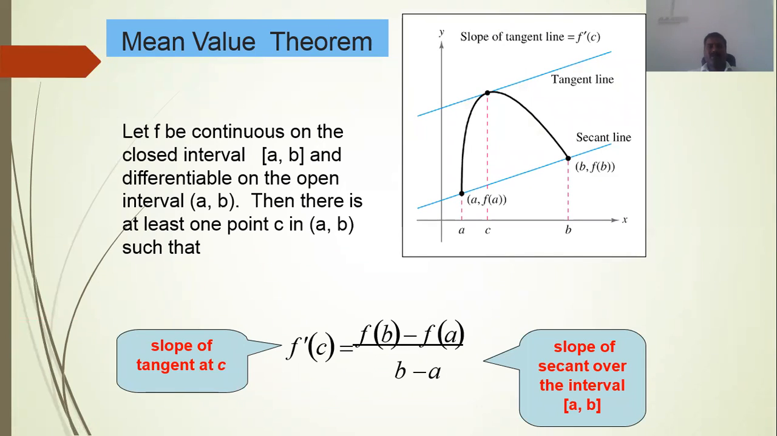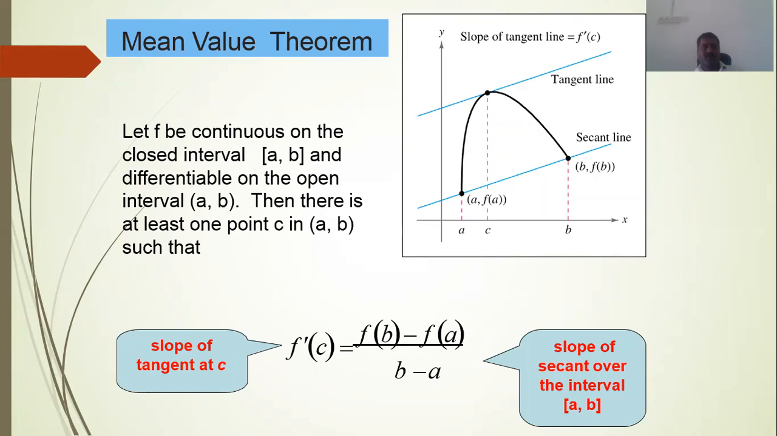Now what is f'(c)? f'(c) is nothing but the slope of the tangent at the point x equal to c. And [f(b) minus f(a)] by [b minus a] is the average value, that is, the slope of the secant over the interval [a, b]. If you look into the figure, this is the tangent line and this is the secant line. Two slopes are equal, so they're parallel. So the tangent line will be parallel to the secant line.